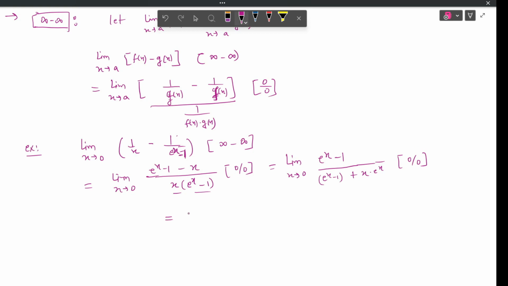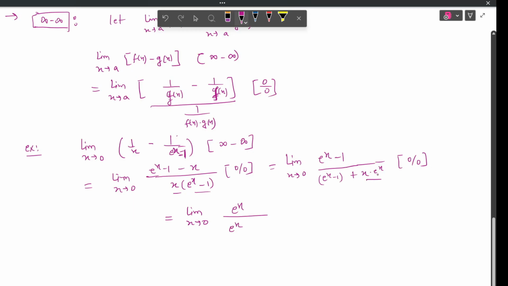Again you have to differentiate. So limit x tends to 0, differentiation of e to the power x is e to the power x, differentiation of 1 is 0. Again you have to apply u into v rule. It is keeping x, differentiation of e to the power x is e to the power x, plus keeping e to the power x, differentiation of x is 1. Now if you put 0, e to the power 0 is 1, this is 1, this is 0, this is 1. So 1 plus 1 is 2. So half is the answer.